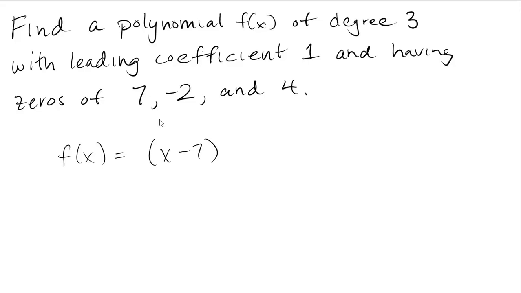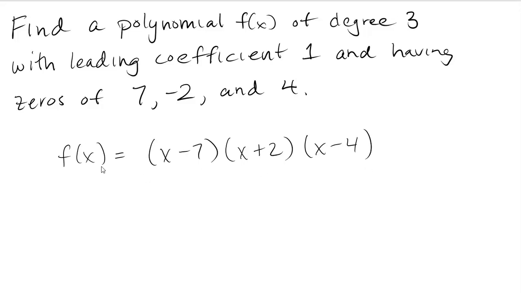You can see how it works. Plugging 7 into that is how we're going to get 0. Since negative 2 is a 0, that means that x plus 2 must be a factor. It's like x minus negative 2. And since 4 is a 0, that means that x minus 4 must be a factor. So we've met this condition that we've got the right zeros. Do we have leading coefficient 1? Well, sure, we didn't multiply by anything out front. And do we have degree 3? If we were to multiply this out, this would be third degree.